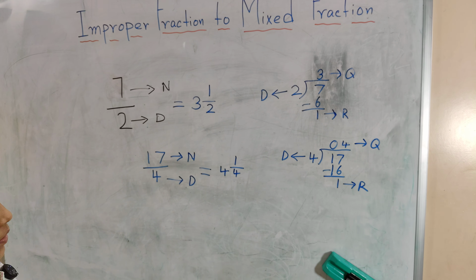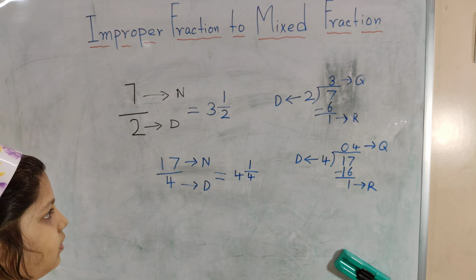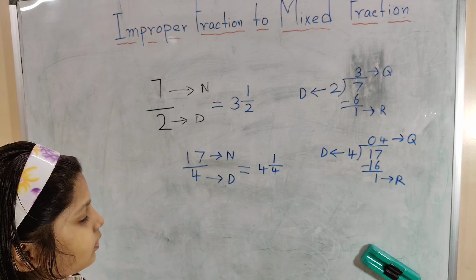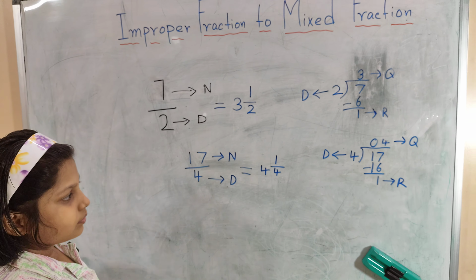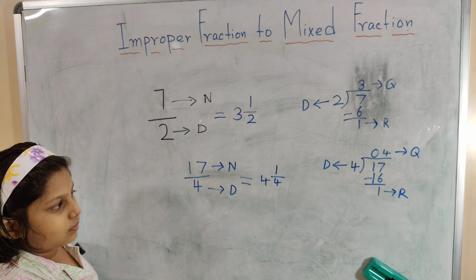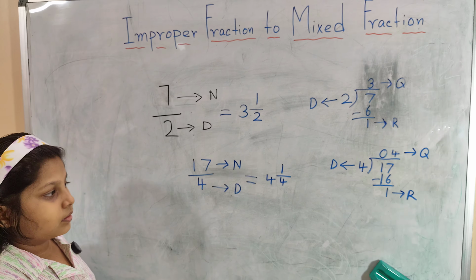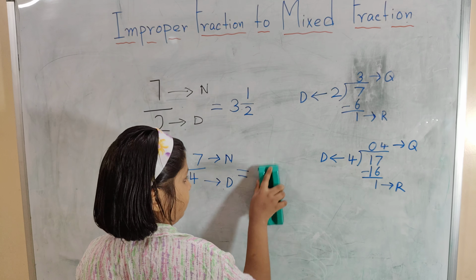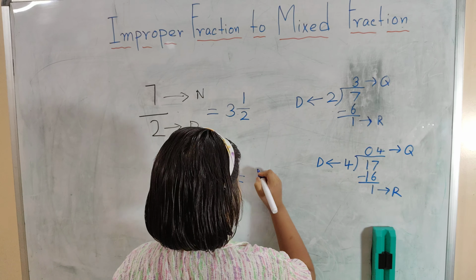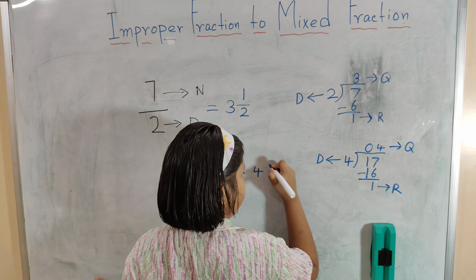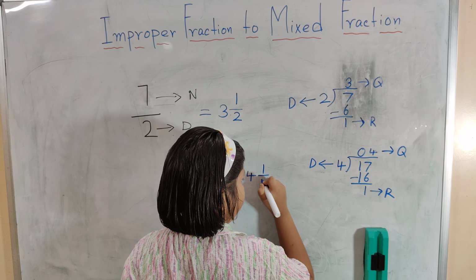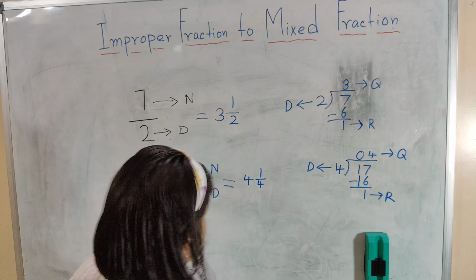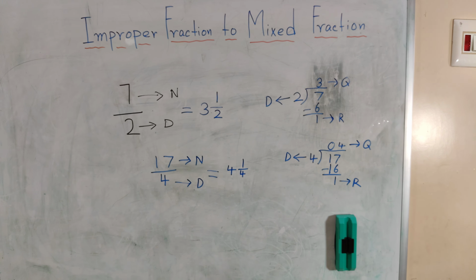See, in the improper fraction also the denominator was 4. So in the answer also you get the same denominator. But while writing the whole number part, write the 4 in the middle. Write properly. Very good. So is this clear?